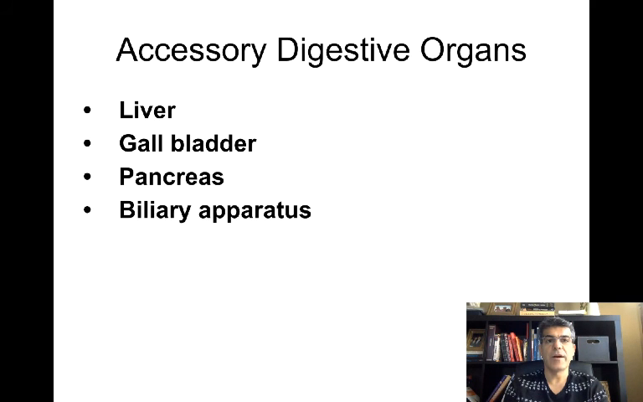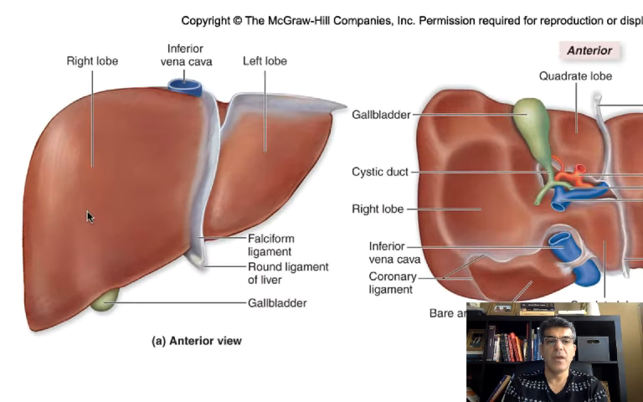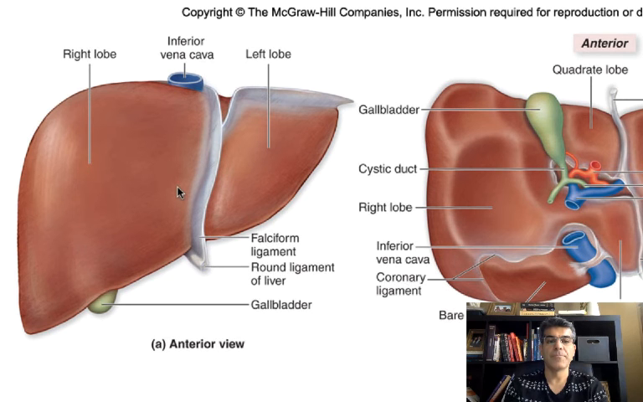Now let's talk about the accessory organs attached to this tube, including liver, gallbladder, pancreas, and biliary apparatus. So let's talk about liver. Your liver is composed of 4 lobes. Of course, it is located in the right quadrant of the abdomen. The right lobe, left lobe, caudate, and quadrate. Let's take a look. You're looking at the liver from the front. This is the right lobe, and this is the left lobe.